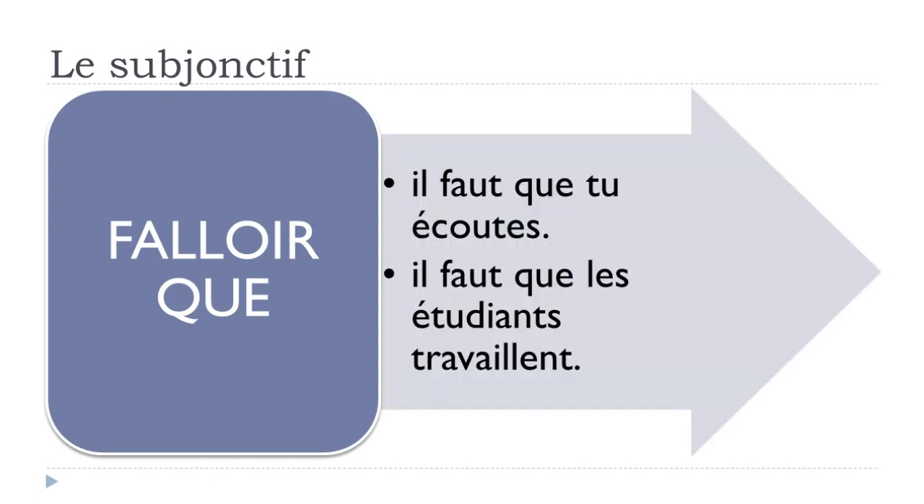All right, so for instance, if we have a look at these sentences. So falloir, it's to need, to have to, okay? Il faut que tu écoutes, all right? Il faut que tu écoutes. And in that case, so we'll see a bit later, of course, how to make it, but still, you've got this verb, écouter, and this form is the subjunctive, okay? Il faut que tu écoutes.